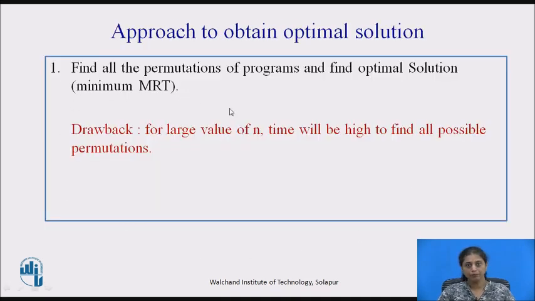So what is the approach to obtain this optimal solution? The approach we have seen first is to find all the permutations of the programs and find the optimal solution, which is the minimum MRT. But the drawback of this method is that for a large value of n, the value of n factorial will be big. Writing all the possible solutions and finding the minimum is going to be a time-consuming task. So can you think of another approach which will save your time?